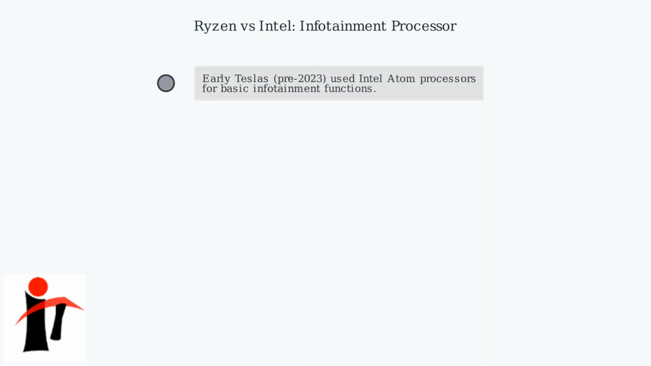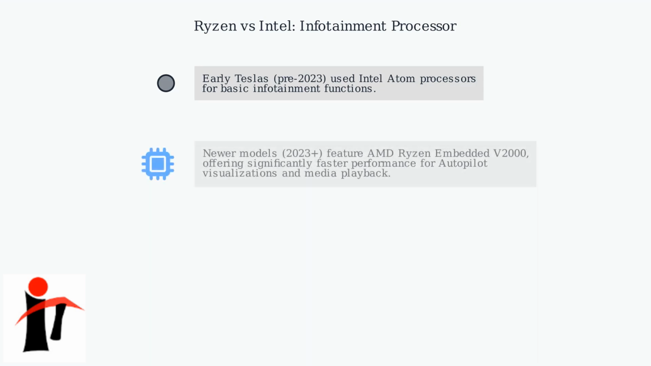Early Teslas from before 2023 used Intel Atom processors for their infotainment systems. These provided basic functionality for the touchscreen and media playback. Newer Tesla models from 2023 onward feature AMD Ryzen embedded V2000 processors. These offer significantly faster performance, especially for autopilot visualizations and high-quality media playback.